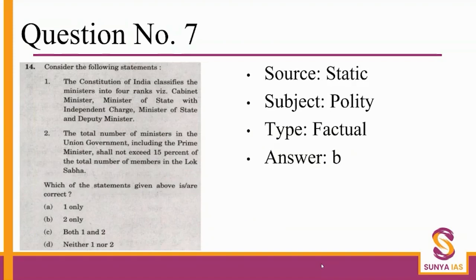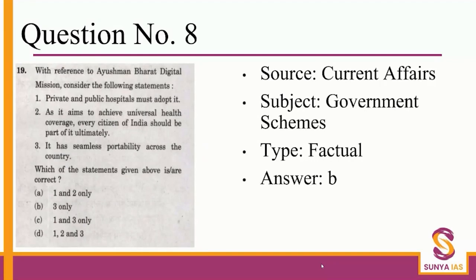You would not have come across any categorization of ministers in the Constitution of India. But if you read the chapter on Parliament properly, you will know that the total number of ministers in the Union government, including the Prime Minister, cannot exceed 15%, right? So this is again an easy question. This is a low-hanging fruit, right?